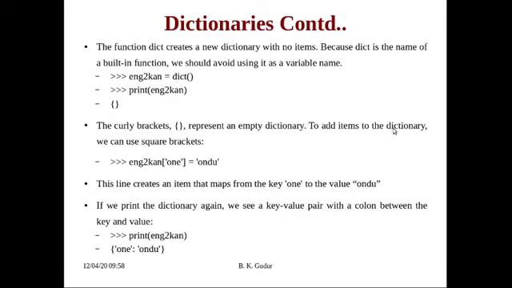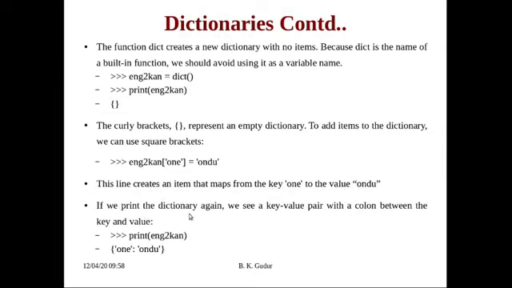To add items to the dictionary, we can use square brackets. Something like this. Say for example, if I want to add one item to this Eng to KN, English to Kannada, of 1 is equal to 1 do. Here 1 is a key, whatever is there in this square bracket is a key, and whatever we have assigned is a value. Value of this key, value of 1 is 1 do. This line creates an item that maps the key 1 to the value 1 do.